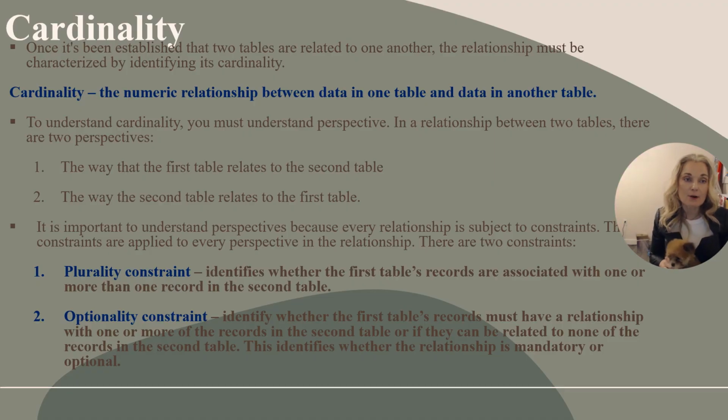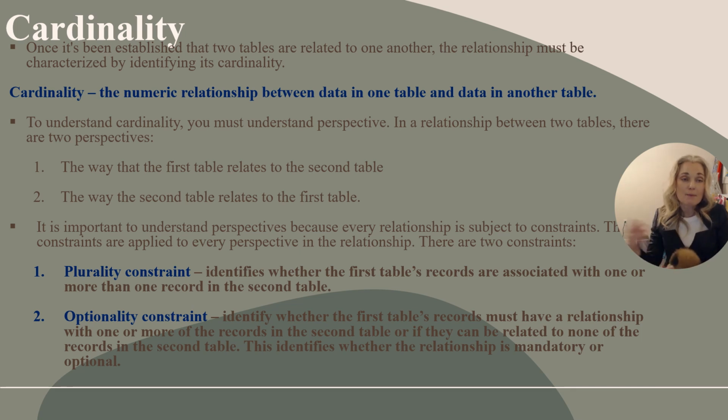Now let's talk about cardinality. So once it has been established that the two tables are related to one another, the relationship must be characterized by identifying its cardinality. And cardinality is the numeric relationship between data in one table and the data in another table. So to understand cardinality, you must understand perspective. In a relationship between two tables, there are two perspectives. The way that the first table relates to the second table and the way the second table relates to the first.